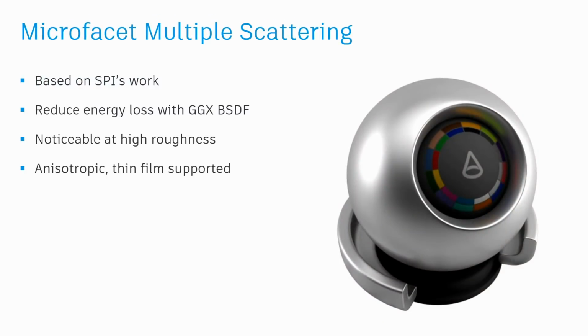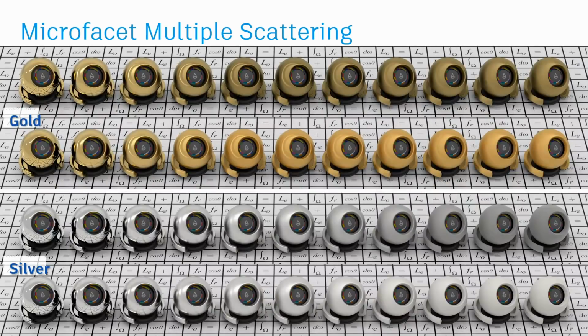Another thing we're adding in Arnold 5.3 is something that is long overdue. That is based on SPI's fantastic work on the subject. Our microfacet BSDF is now energy preserving, meaning it doesn't lose energy as you increase the roughness. The top row is Arnold 5.2, the second row is Arnold 5.3, and you see that as you increase the roughness on those metals, you stop losing energy as was happening before.